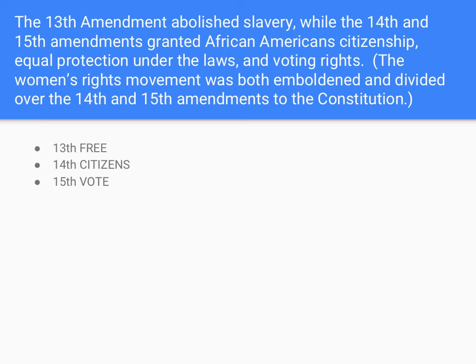One easy way to remember these amendments, and these three amendments are incredibly important, is by remembering free citizens vote. The 13th Amendment freed the slaves, the 14th guaranteed their rights as citizens, the 15th allowed the men to vote.